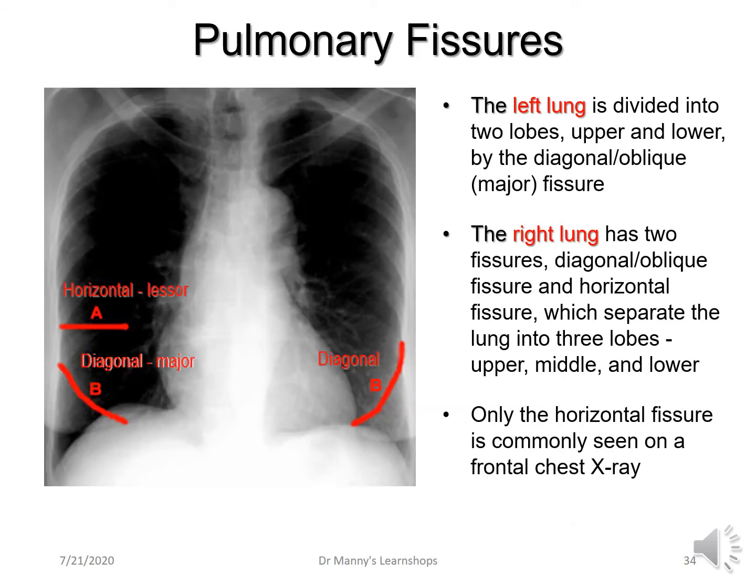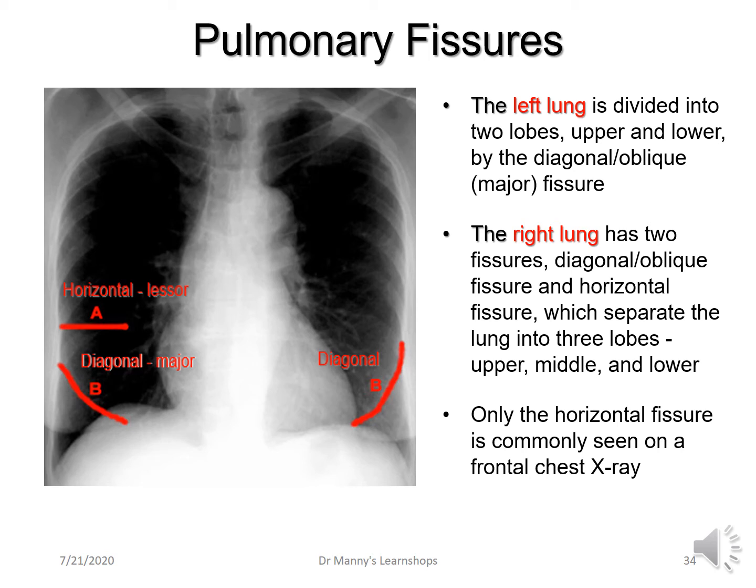Then we have the pulmonary fissures. A fissure is just a crack, really. Well, it's not a crack in the lung, but that's what it is. It's a separation. The left lung is divided into two lobes, the upper and the lower lobe, and it's divided by the diagonal or oblique fissure, also referred to as the major, the biggest fissure.